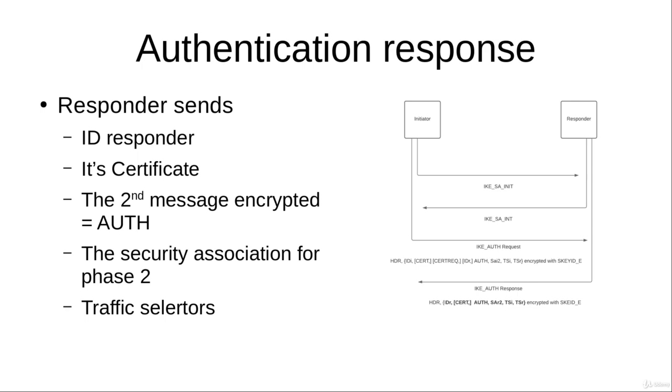The responder also proves its identity by authenticating the second message. Also, hash responder is not used like in the case of IKE version 1. The responder also sends its ID and certificate. It also sends the security association for phase 2, which means what encryption, hashing, and PFS key will be used. It will also send the traffic that will be protected by the tunnel, which is traffic selector initiator and responder. We will discuss more in the next lecture.